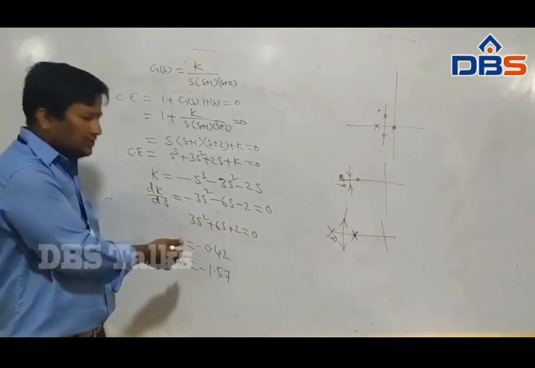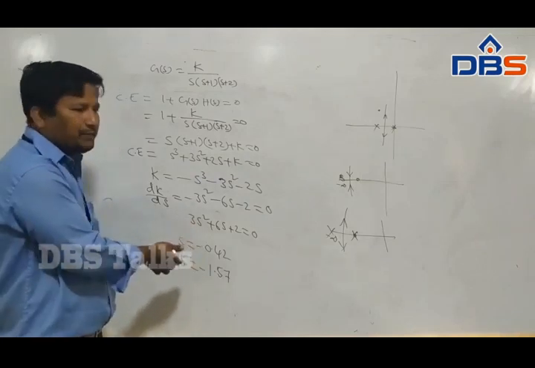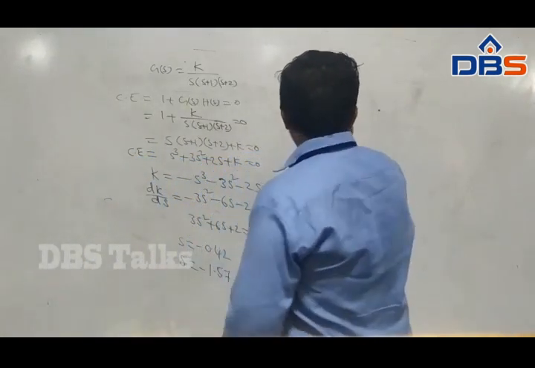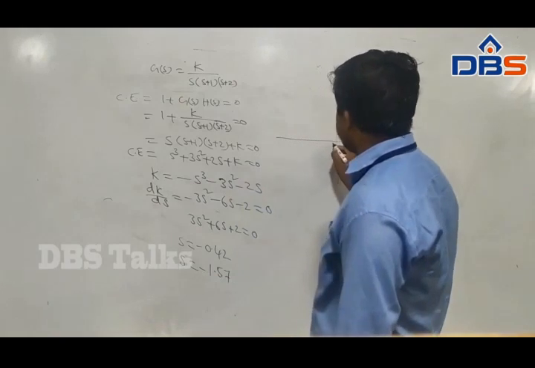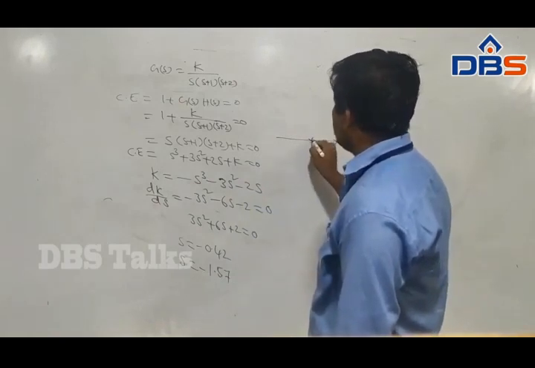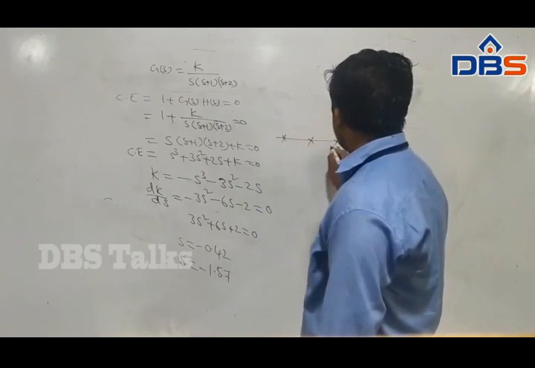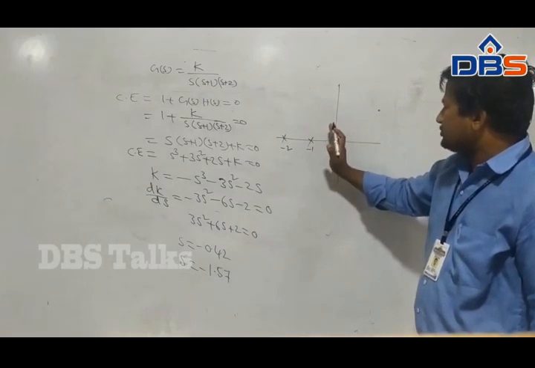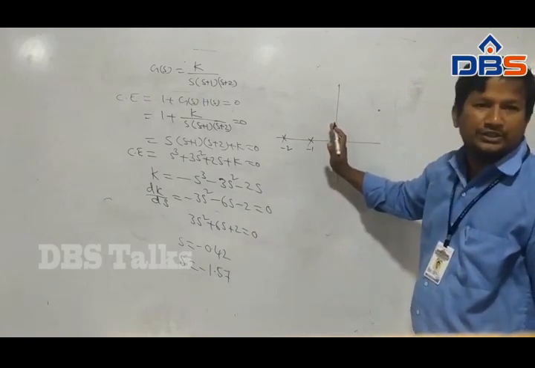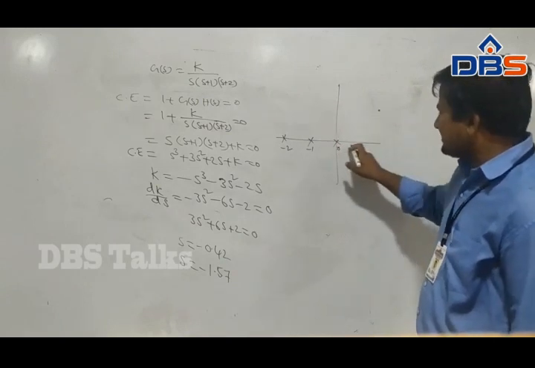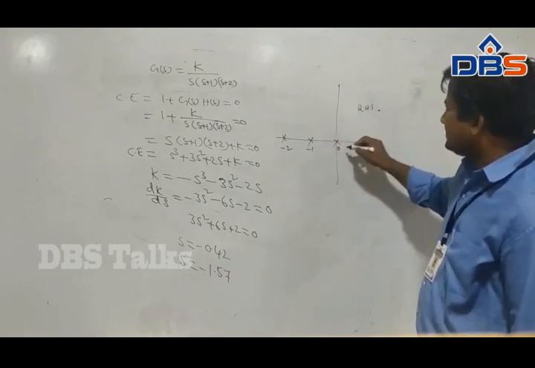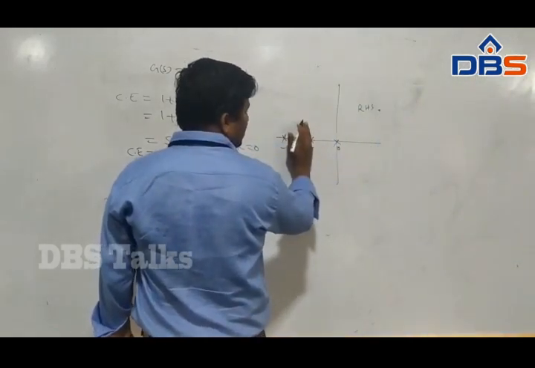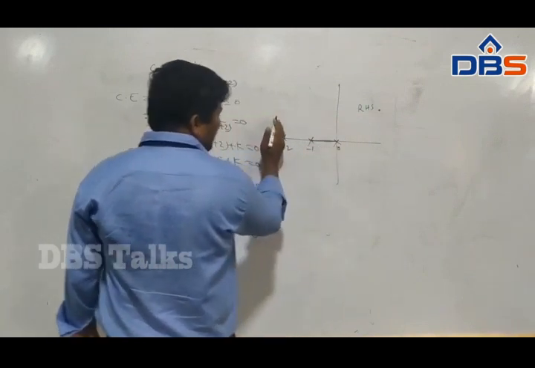Now we have to determine which one is the breakaway point. Taking this diagram, suppose the s-plane has s equal to 0, s equal to minus 1, and s equal to minus 2. From the third rule, take a point 0. Before that there are no poles or zeros, so the real axis on the right side of the s-plane has no branch. Now taking minus 1, before that one pole is there, which is an odd number, so a branch exists here.